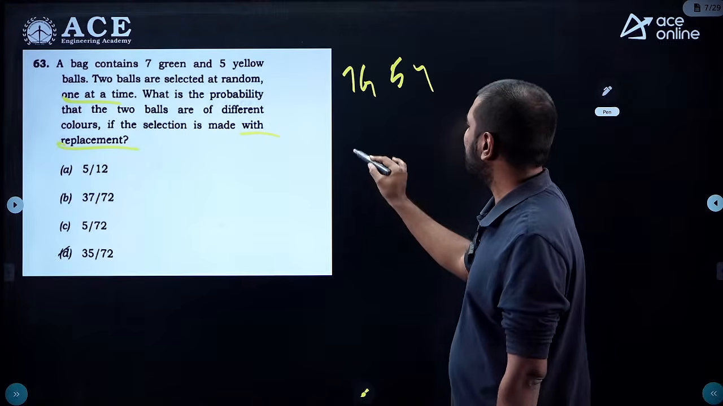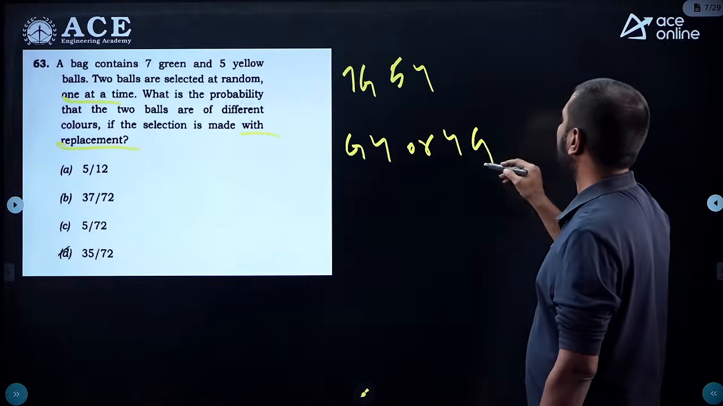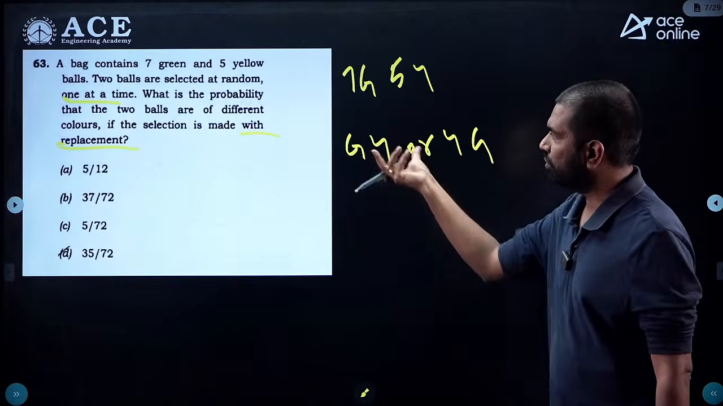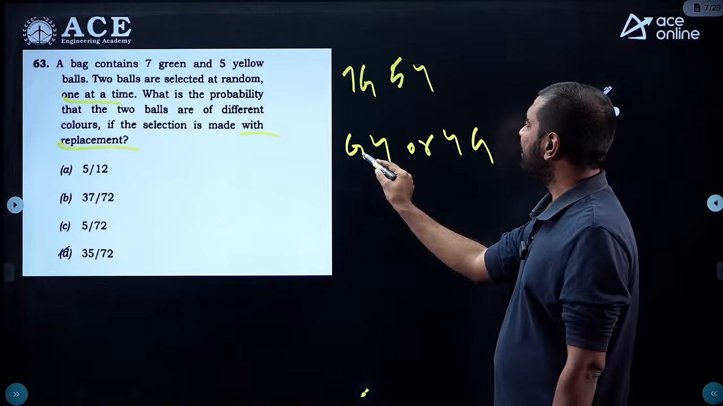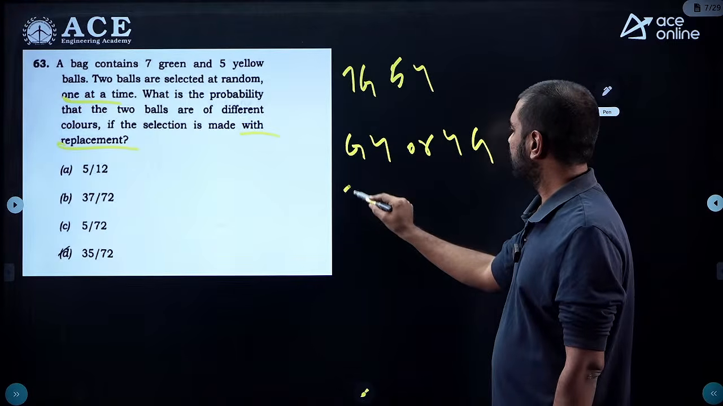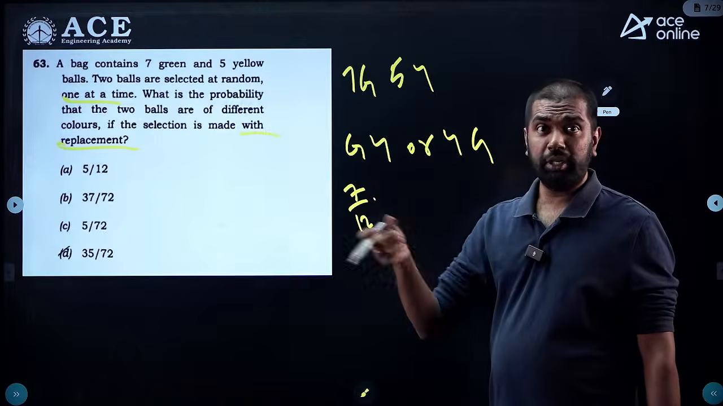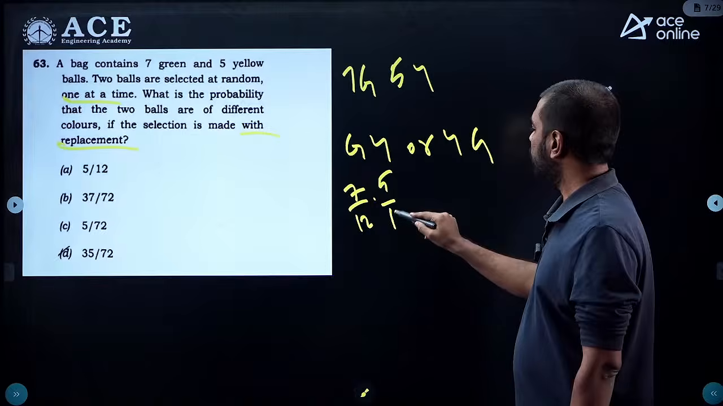So it could be like this. It could be green yellow or yellow green, right? You need to consider these 2 cases because these are the cases where you have different objects. So what's the probability that you draw a green followed by yellow? So it is 7 by 12 into 5 by 12, because it is with replacement. Whatever you draw, you'll again put it in the bag.